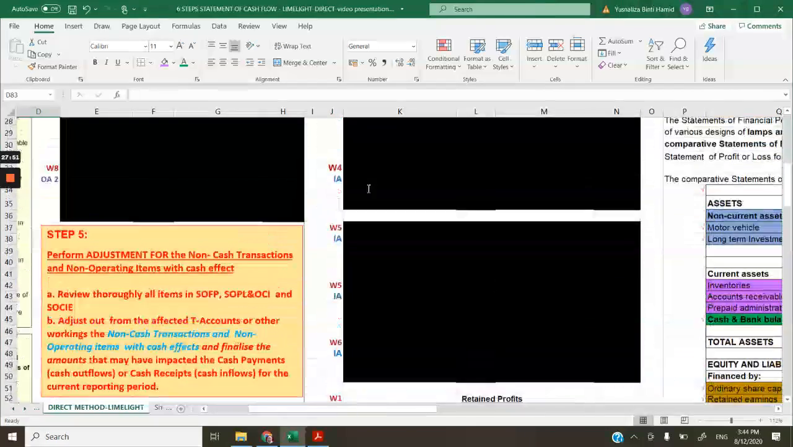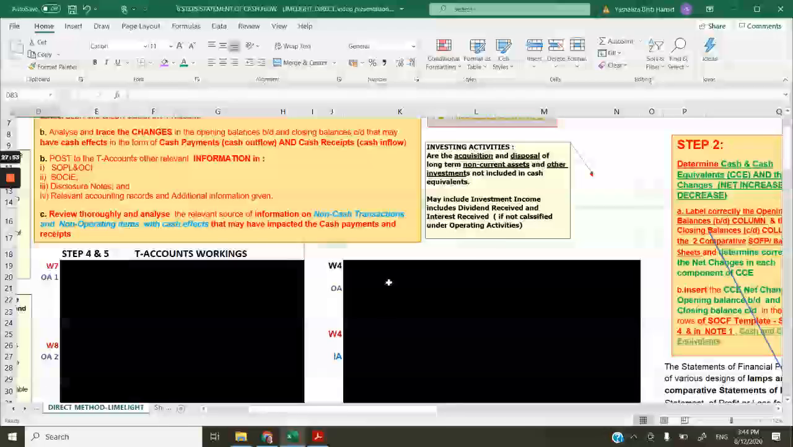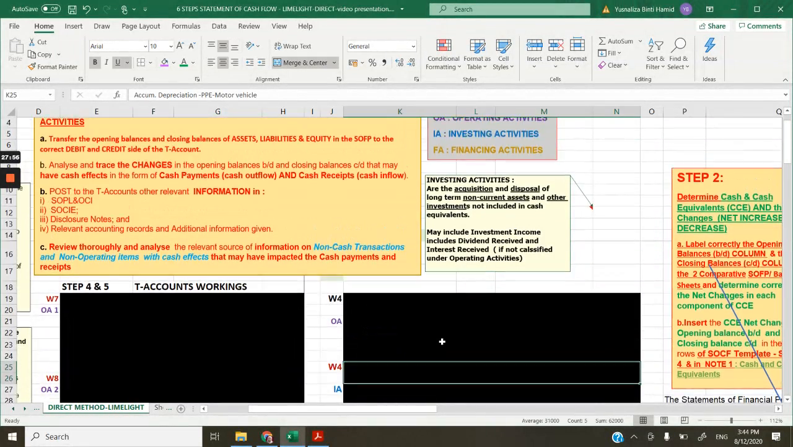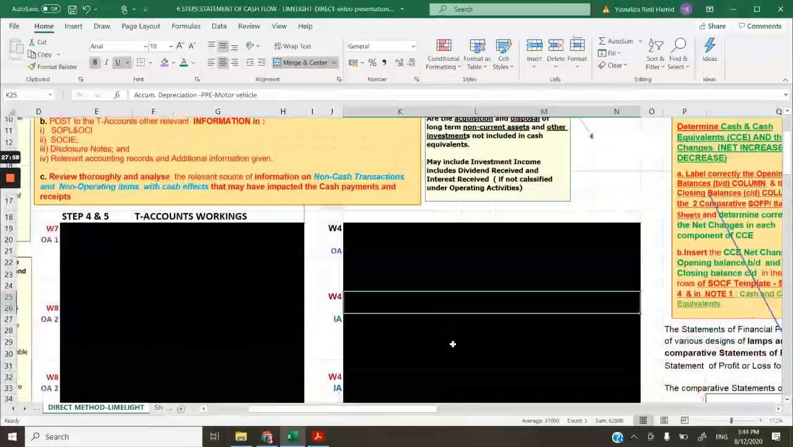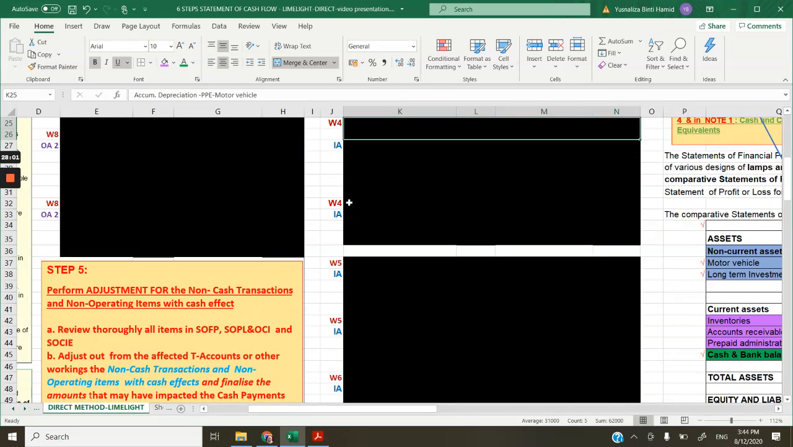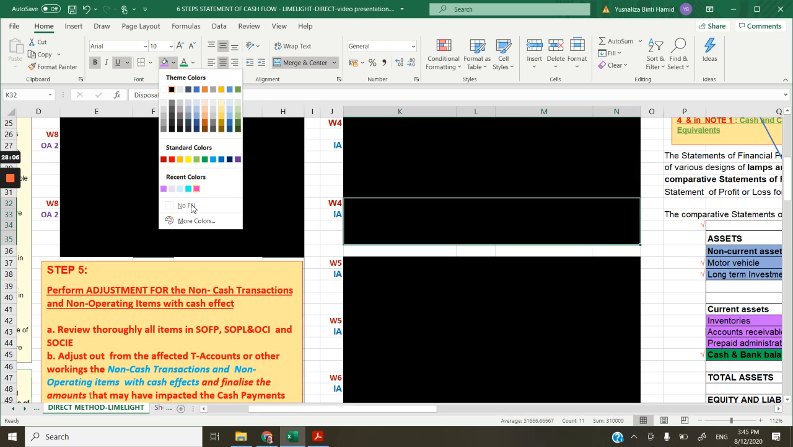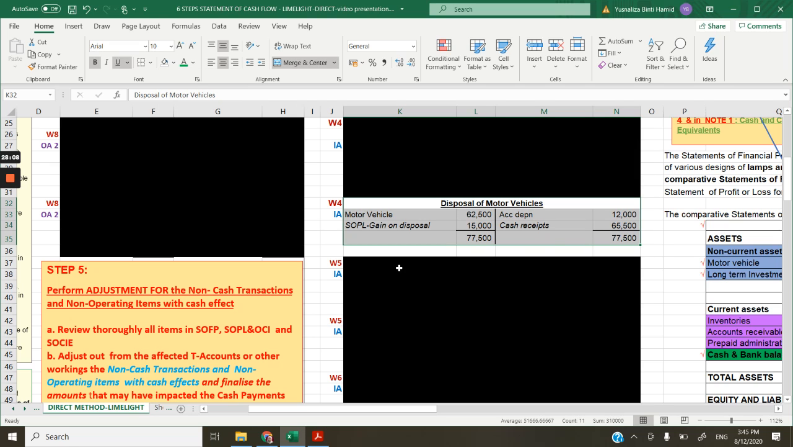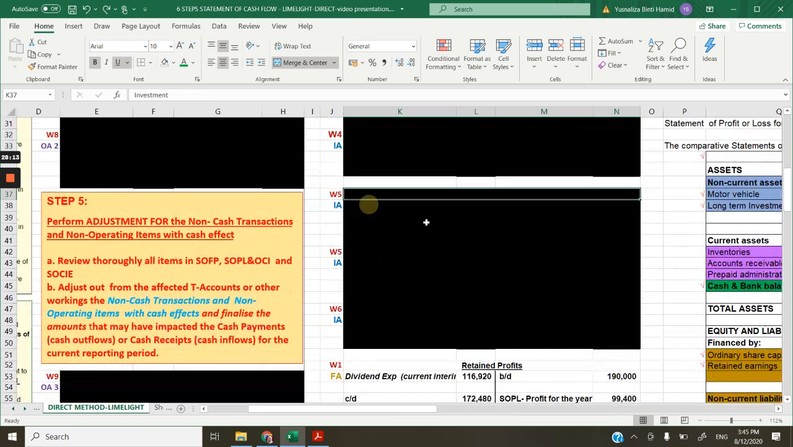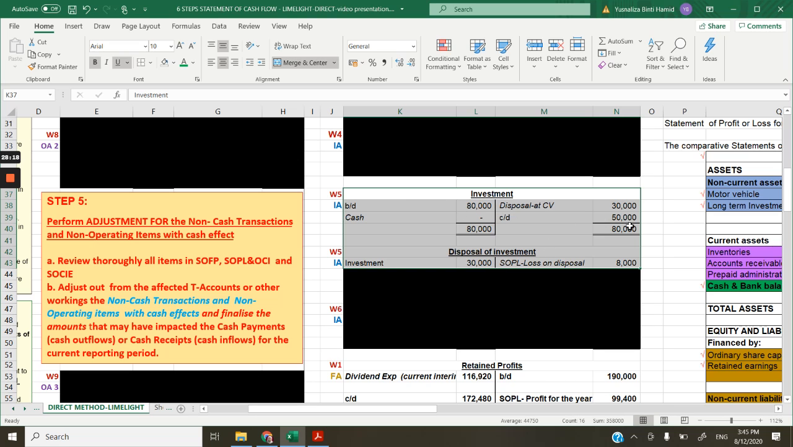Here is the investment account, as well as the other one here, right? So I open this up for you. The change is a disposal of 30,000, because the brought down balance is 80 and at the end it was 50, so there was a reduction.